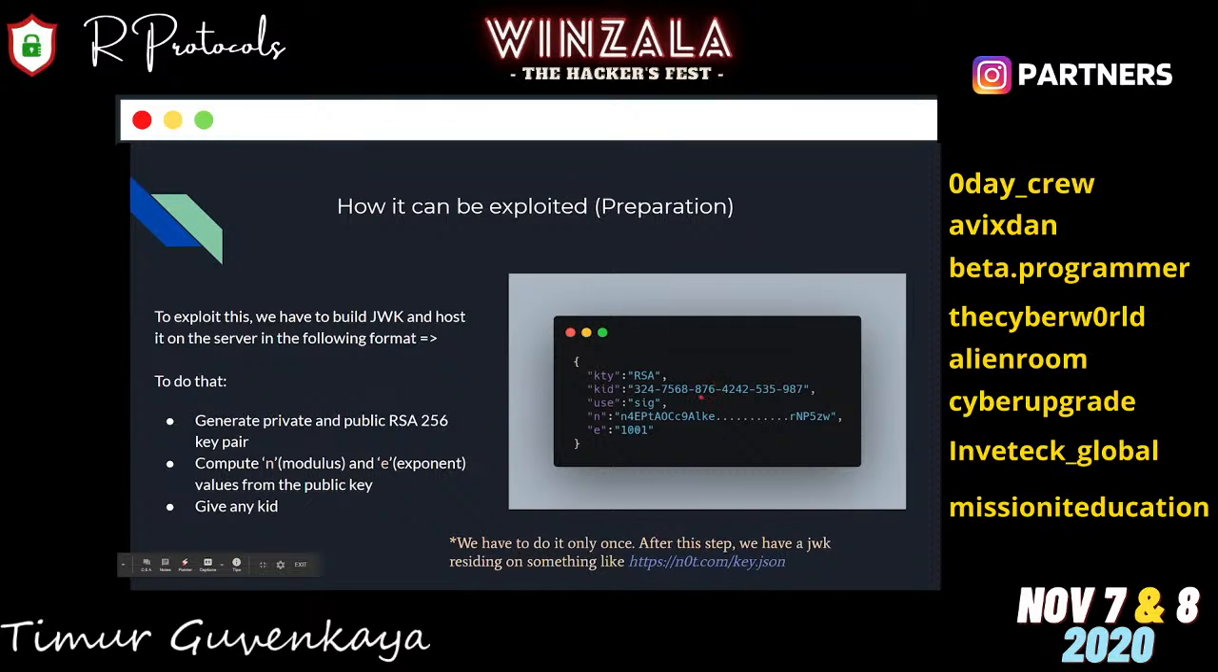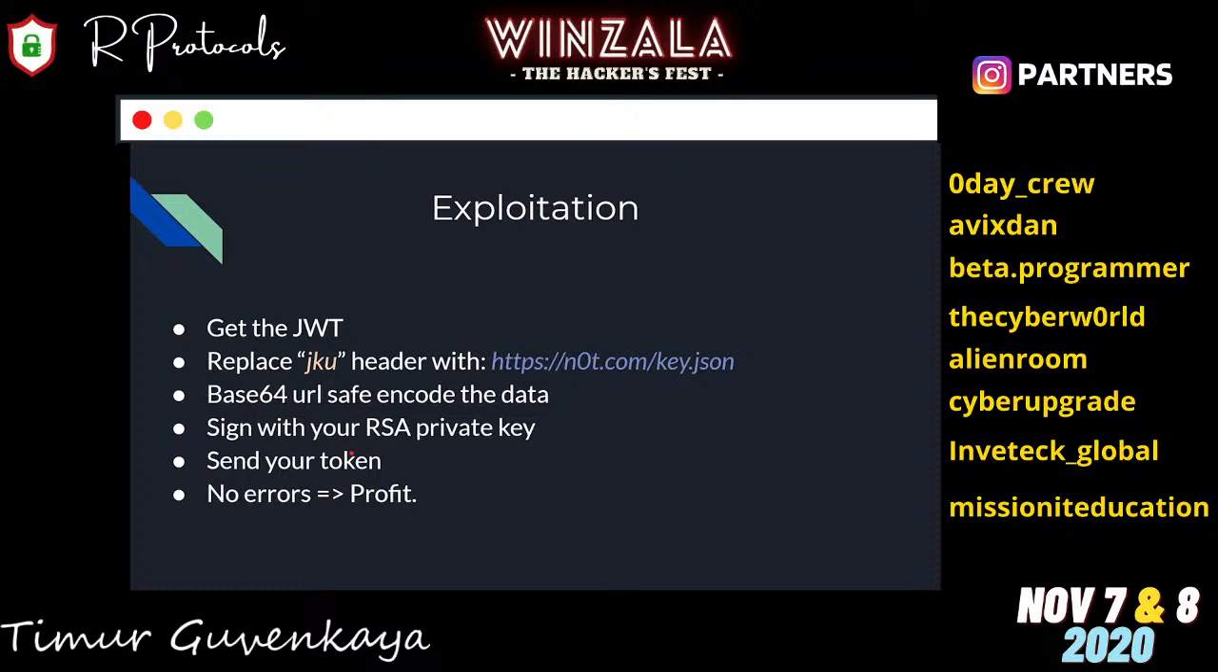To generate the N and E values, you first have to generate an RSA private key, then compute N and E from the public key, and then put those values inside of your JWK. And that's the preparation phase. Let's go to the exploitation part. It's pretty straightforward.